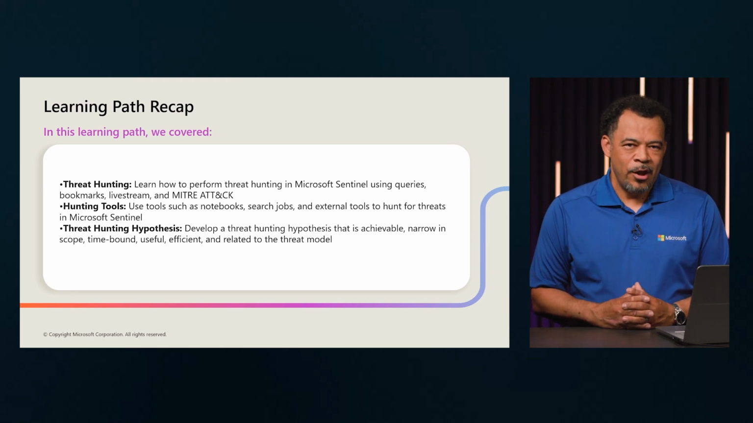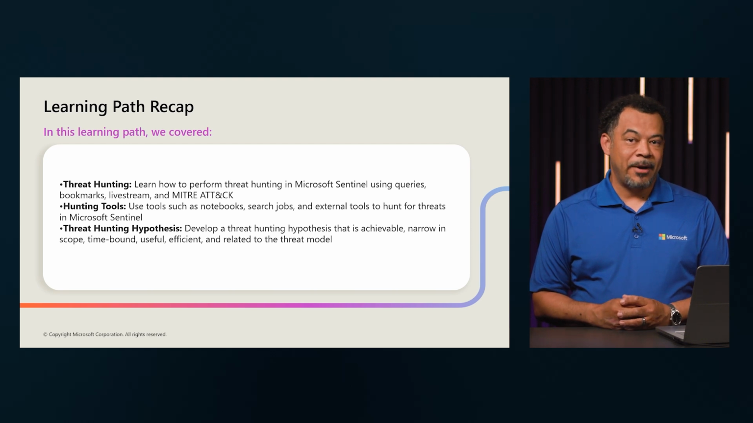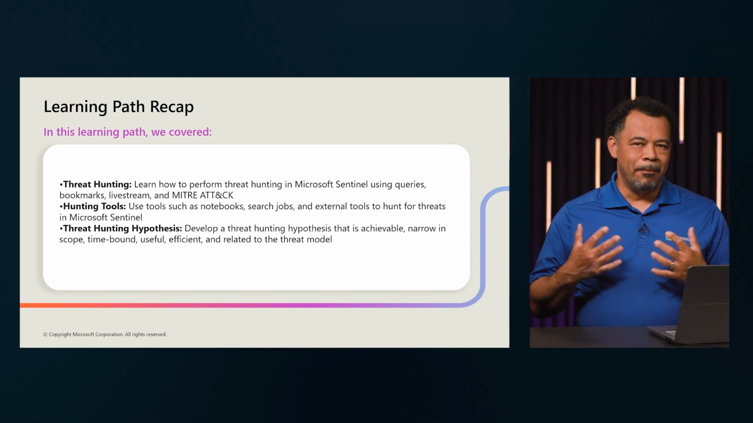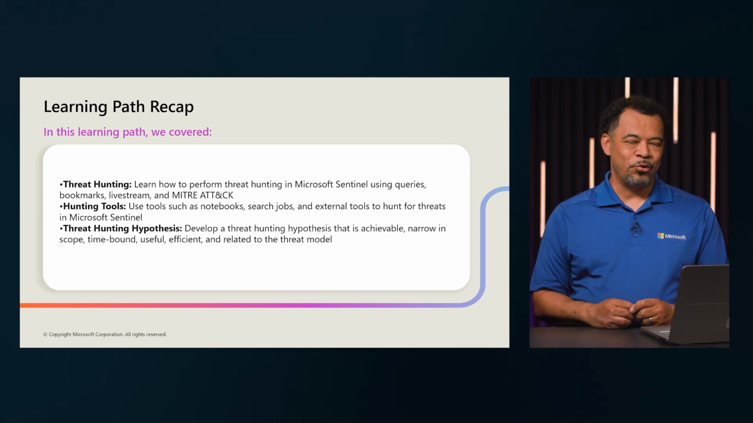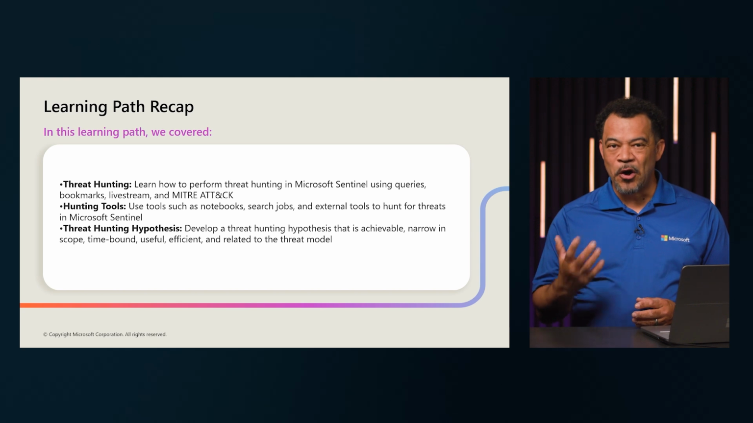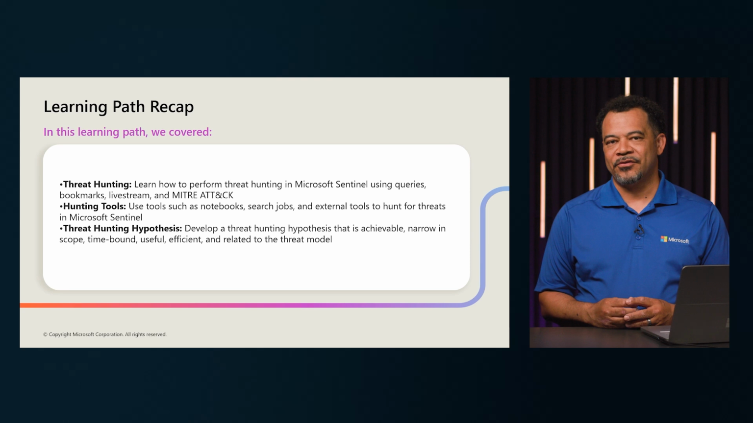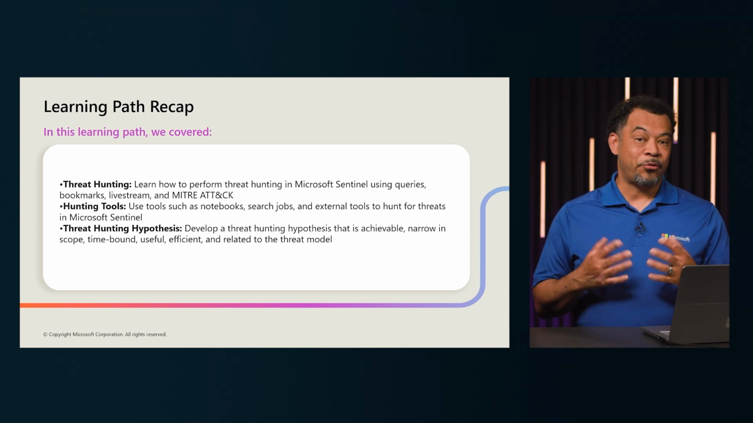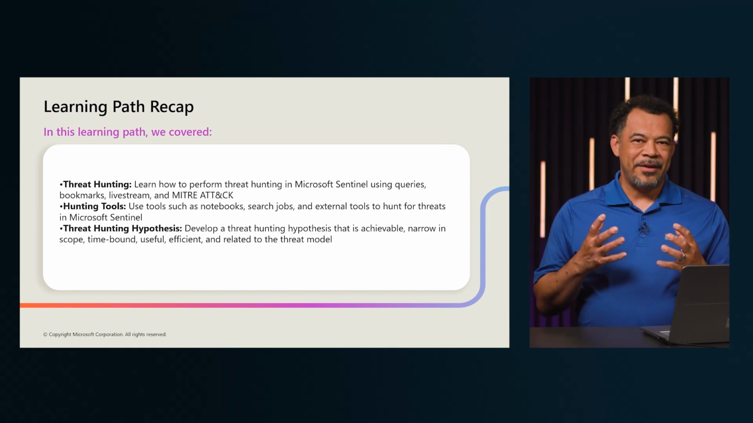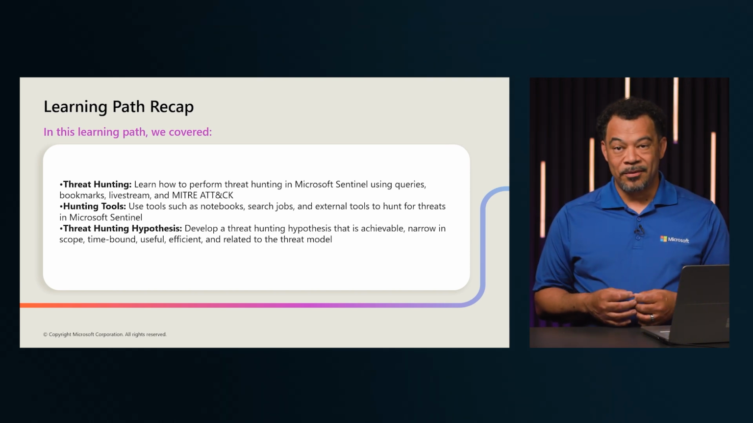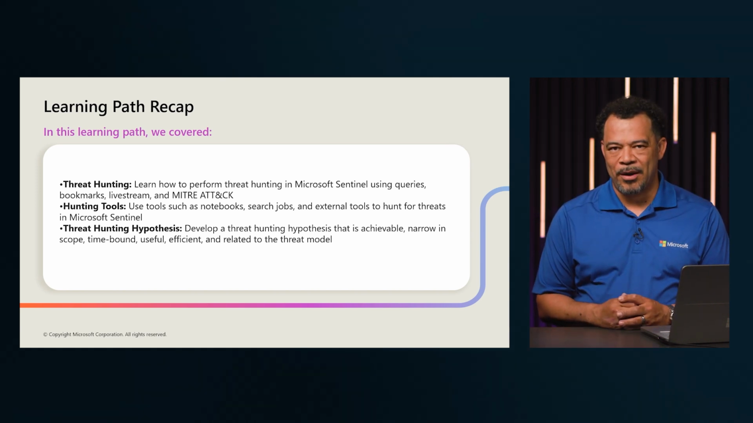In this learning path, we covered threat hunting. We walked through how to perform threat hunting in Microsoft Sentinel using queries, bookmarks, live streams, and the MITRE ATT&CK framework. We looked at hunting tools, using tools such as notebooks, search jobs, and external tools to hunt for threats in Microsoft Sentinel. And finally, we looked at the threat hunting hypothesis, and how to develop one that is achievable, narrow in scope, time-bound, useful, efficient, and related to the threat model.